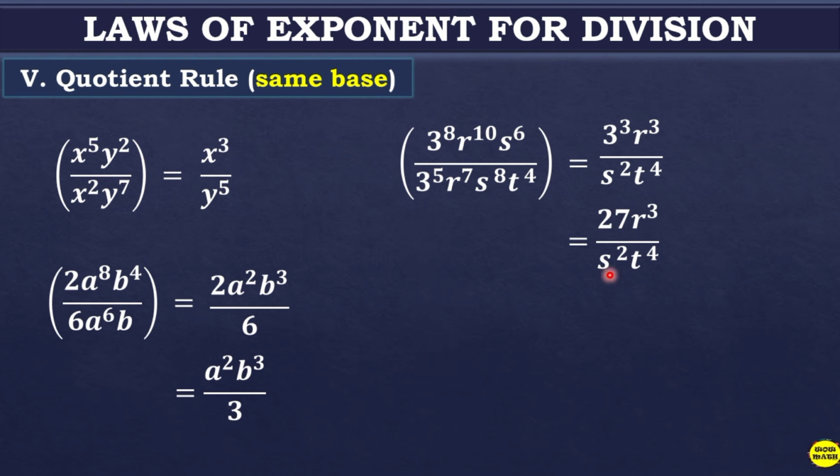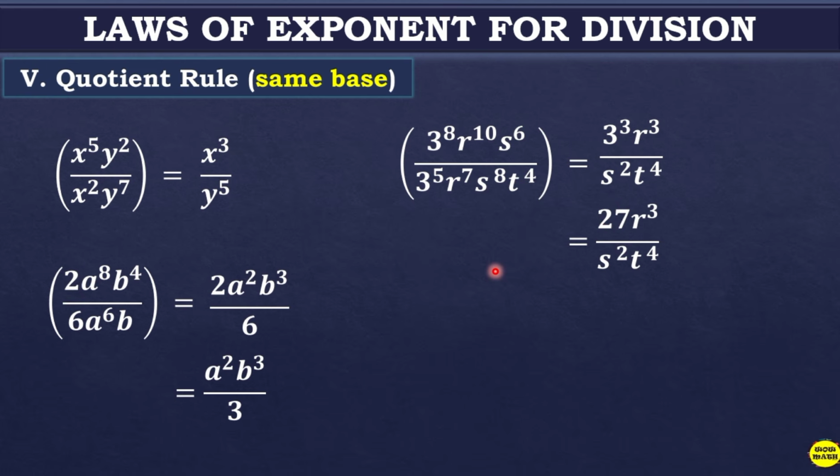R raised to 3, S squared, T raised to 4. So, this is our final answer. Kaya sabi ko, kapag wag nyo po isolve to, tas isi-solve nyo to, tas i-divide, mas matagal po yan at mas malaki ang value. So, i-minus nyo po muna yung exponent kung same base naman sila. Tapos, ayan, makikita nyo yung final answer dyan.